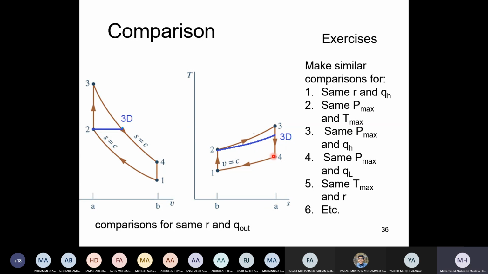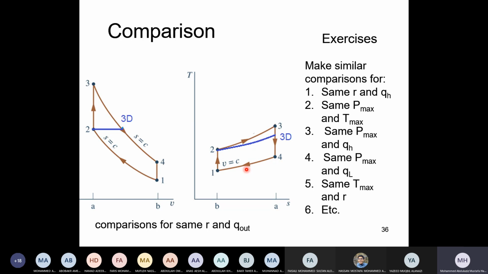Sorry, I mean the efficiency is 1 minus QL over QH, or W net over W net plus QL. QL is the same, so W net is less in the diesel cycle. So now we can see that the Otto cycle is more efficient, because the net work is larger. For the Otto cycle the net work is more than for the diesel cycle. The diesel cycle is 2, 3D, 4, 1. The Otto cycle is 2, 3, 4, 1. So W net is more for the Otto cycle and Q out is the same.